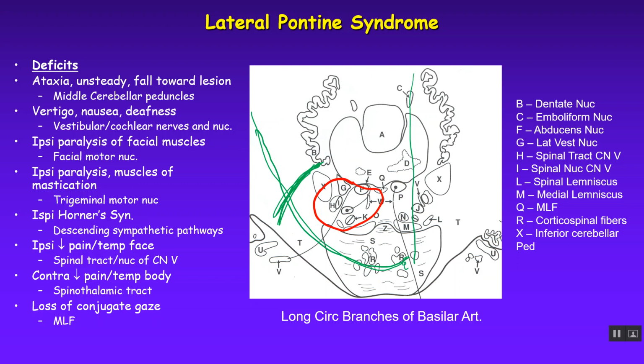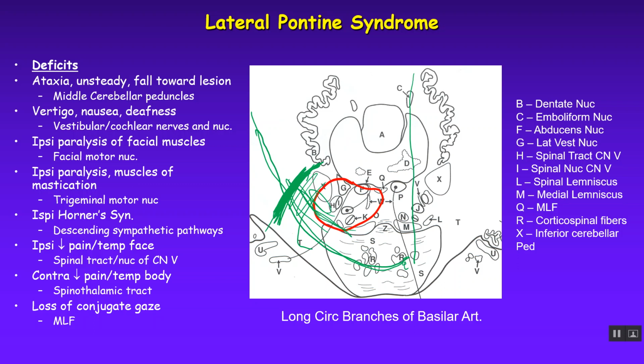And they're going to tend to fall towards the side of the lesion. Anytime you have damage to cerebellum, it's always going to be on the same side. This lesion is on the right side in this case, so you're going to have right-sided incoordination. I don't know if it's going to be your legs, arms, all the above, just depends on how big this lesion is and how many fibers are impacted as it's coming across here.